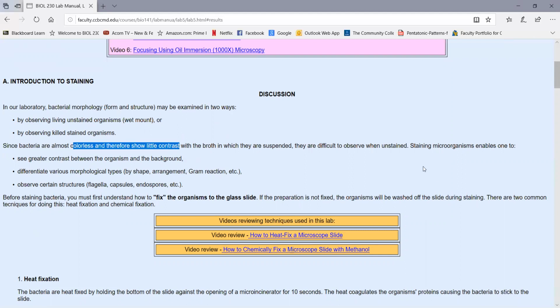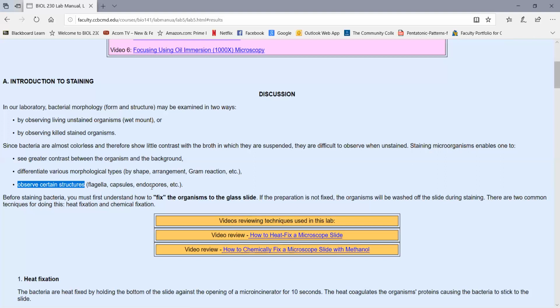So normally we stain organisms for several reasons. We stain them so that there's greater contrast between the organism and the background. In some cases, we stain them to differentiate morphological types. By staining them, we can determine the shape more readily, the arrangement, the form. If we do a gram stain, we can determine if it's gram positive or gram negative. And we can also stain to observe certain structures. In the upcoming labs, we're going to be doing flagella stains, capsule stains, and endospore stains to observe those bacterial structures.